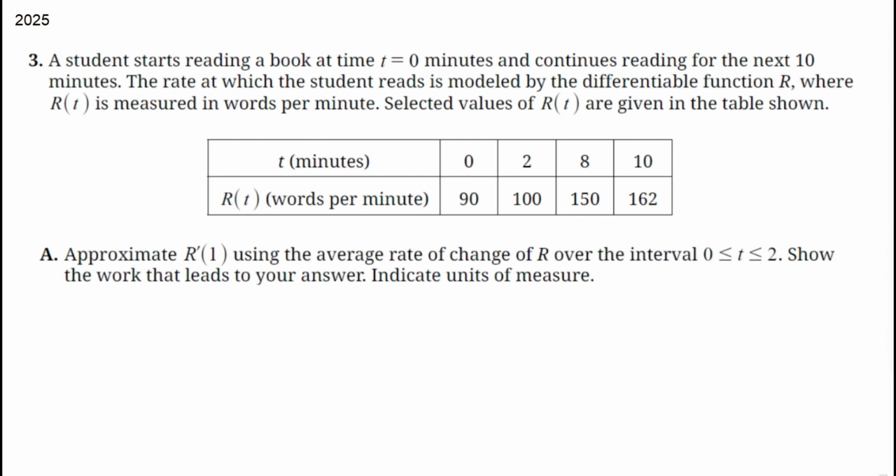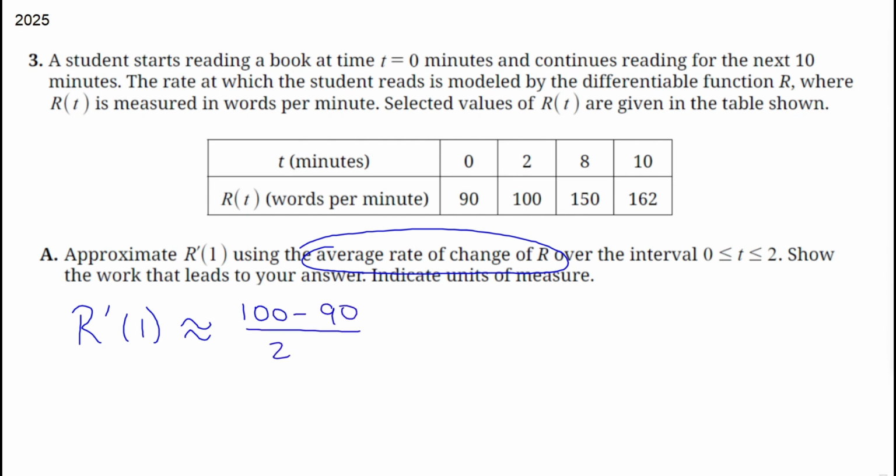So this should be really easy. R prime of 1 is going to be approximately equal to, like they said to do, the average rate of change, which just means the slope between 2 and 0. So you're just going to do 100 minus 90 over 2 minus 0, which is 10 over 2, or 5.